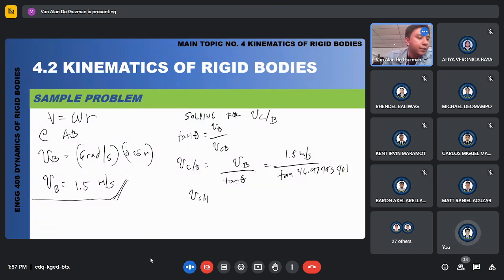BC. So we have right here 1.5 over tangent 46.97493401, that is 1.4 meter per second. Tama po? Opo. Tama, right?